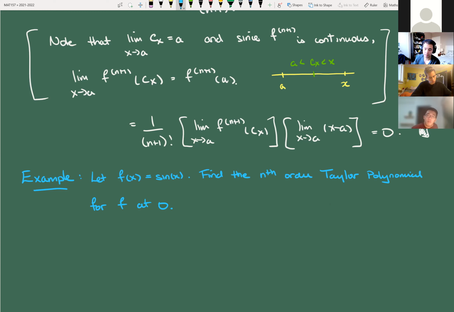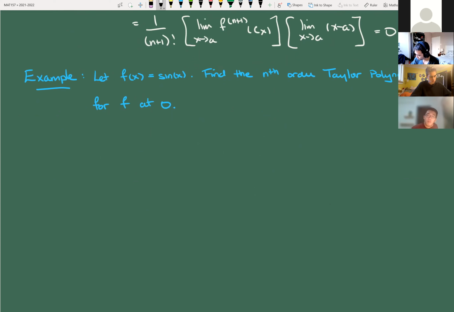Lots of things are done at 0. A lot of people, you might hear the word Maclaurin thrown around when you do approximations at 0. This is all stupid. It's just everything is a Taylor polynomial. Okay, so we want to find the nth order Taylor polynomial for sine x at 0.